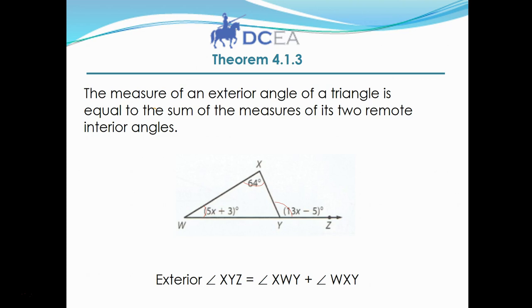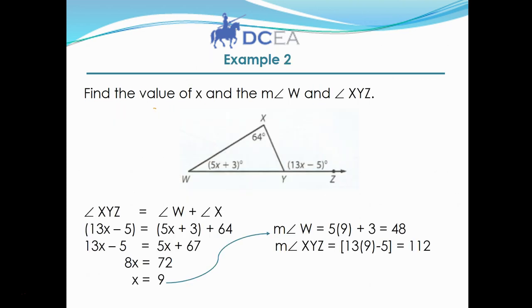Let's use this figure for a problem. Example 2. Find the value of x first, that's the variable, and the measure of angle W and the measure of angle XYZ. So we're asked to find the measure of the exterior angle and one of its remote interior angles. We have the measure of the other remote interior angle.